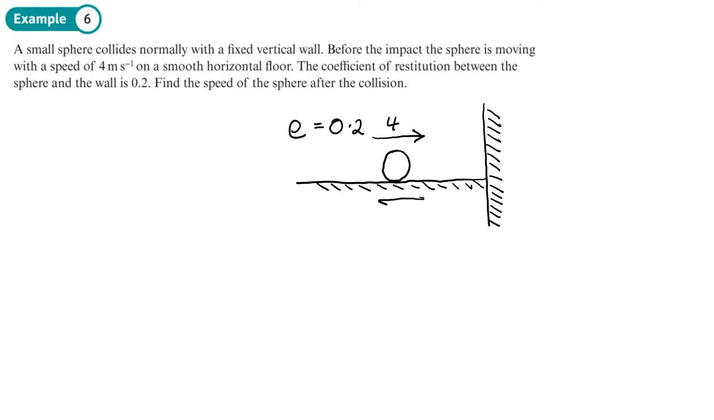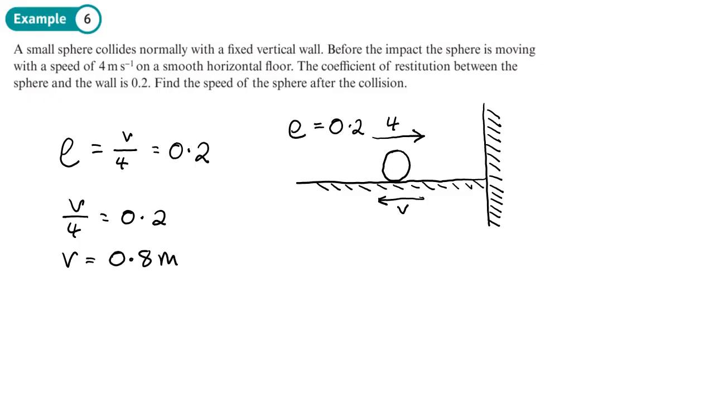Find the speed after the collision. So we want to find V. Right, so E equals the speed of rebound over the speed of approach. And that equals 0.2. So I write V over 4 equals 0.2. So V is 0.8 meters per second.